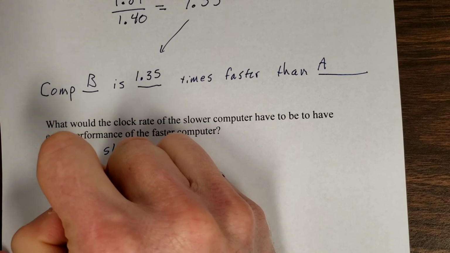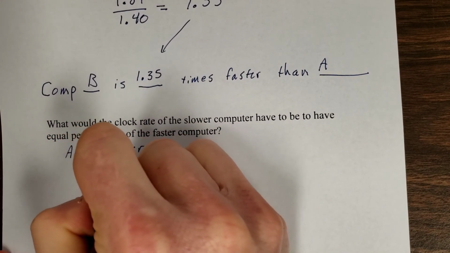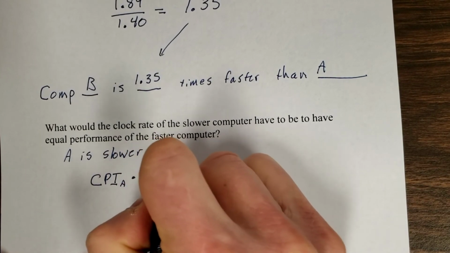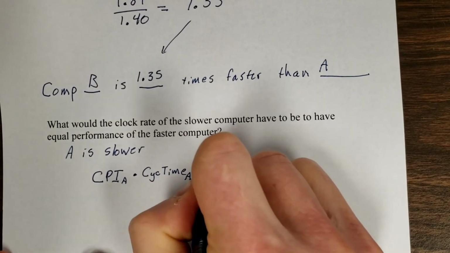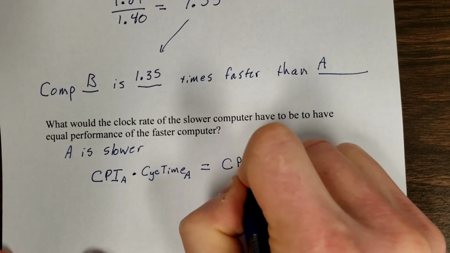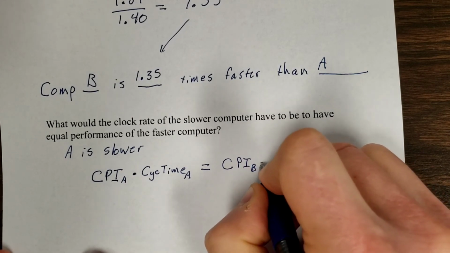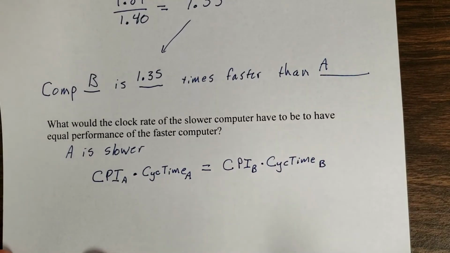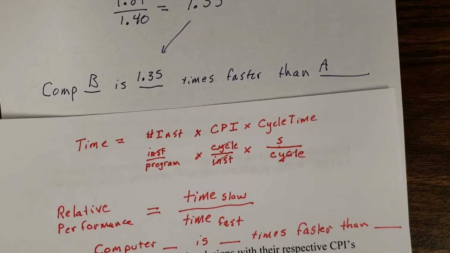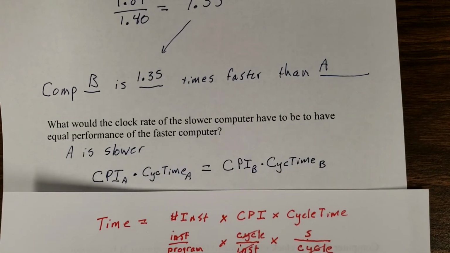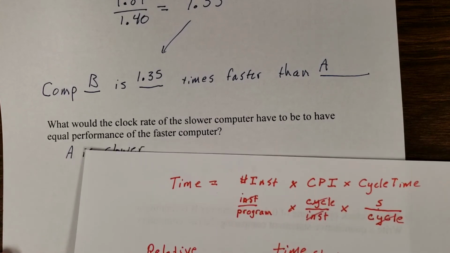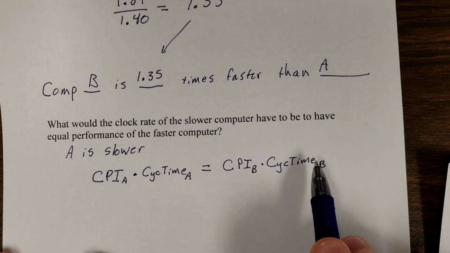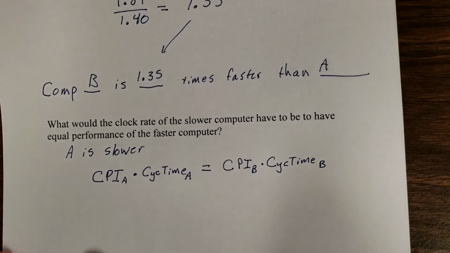Here we can say that we want the CPI of A times the cycle time of A to equal the CPI of B times the cycle time of B. And let's draw this back. Remember what we had at the first. Well, we only have those two constituents, but remember, if we added number of instructions to this, the number of instructions would be the same on each of these, and so they would come out of the equation.